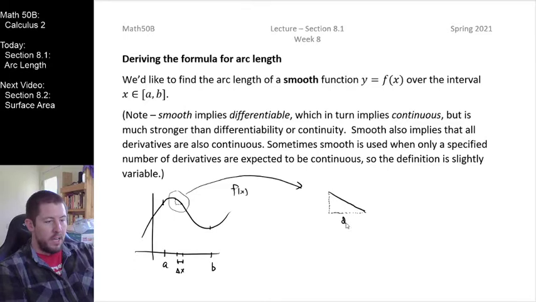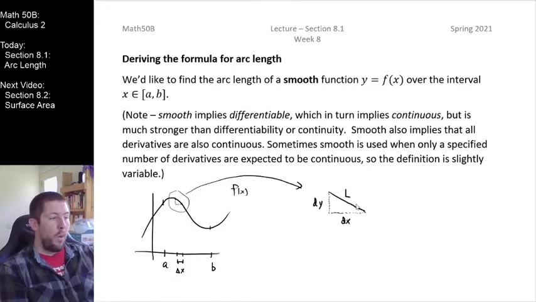So this is going to be our dx, that's our infinitely small piece of x change. This is going to be dy, our infinitely small piece of y change. And this is going to be the length of that one Riemann object, the length of a single approximating hypotenuse.